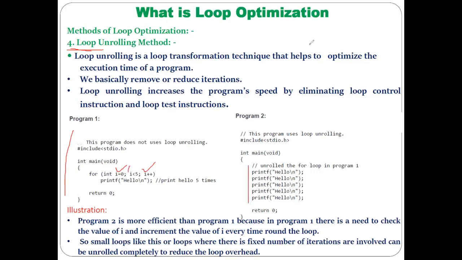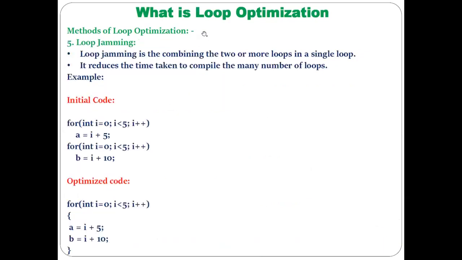Okay? So I hope all of you understood the loop unrolling method, where we reduce or remove the iterations, or where you completely remove the loop instruction directly. Okay. Now the last method we have here is loop jamming. What is loop jamming? Loop jamming is combining two or more loops into a single loop, which is also considered as loop fusion. There is another name for this technique, loop fusion.